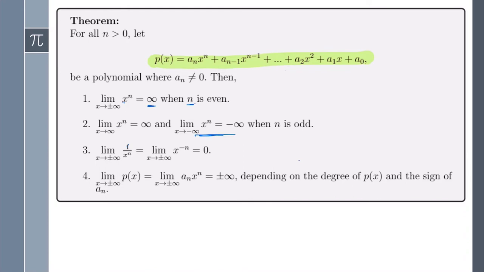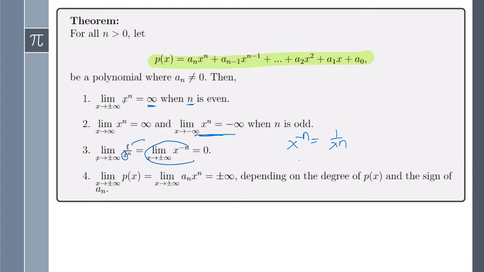Now, 1 over x to the n: when x approaches positive or negative infinity, that means x is a very large number. When we raise a large number to the nth power, it is super large. So 1 divided by a very large number is 0. So this limit is 0. This is an equivalent expression because x to the negative n is just 1 over x to the n, so that is also 0.